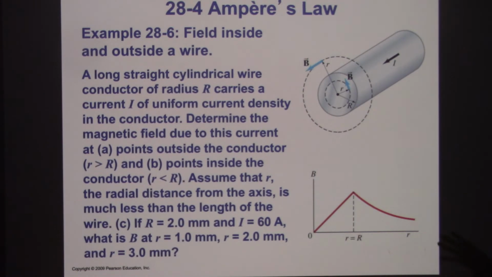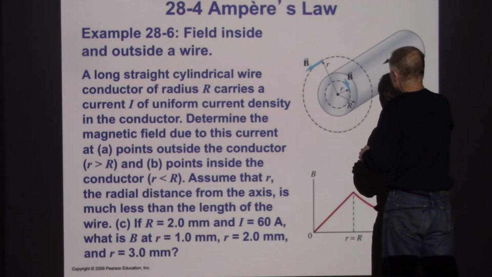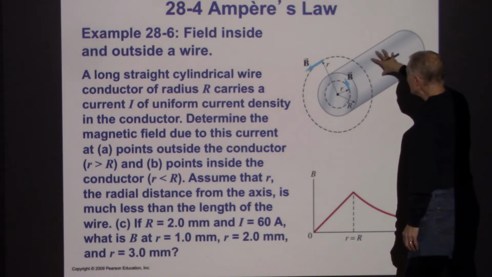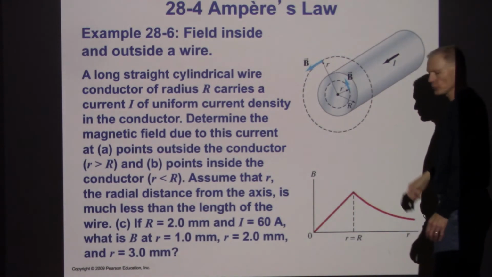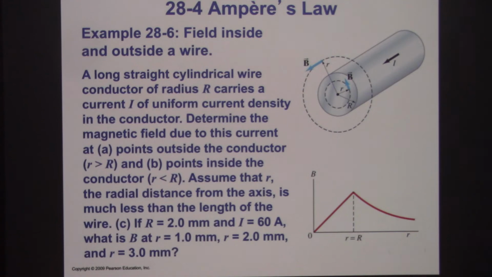Now, depending on how the wire is set up, the current running through the wire will tend to spread out so that the current density is uniform across the cross-section of the wire.